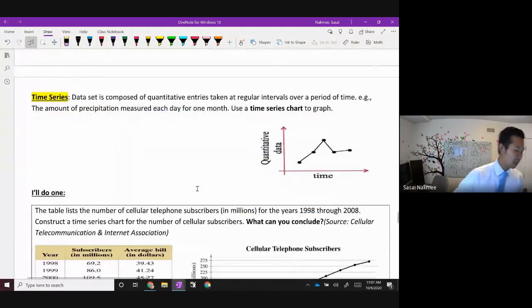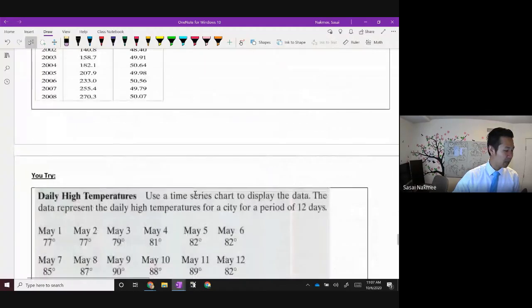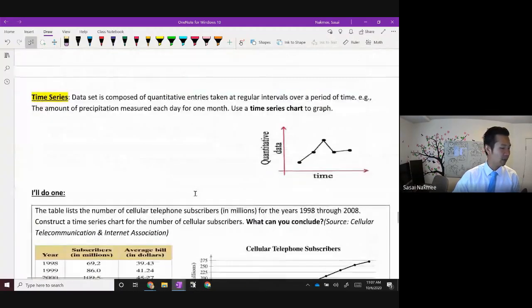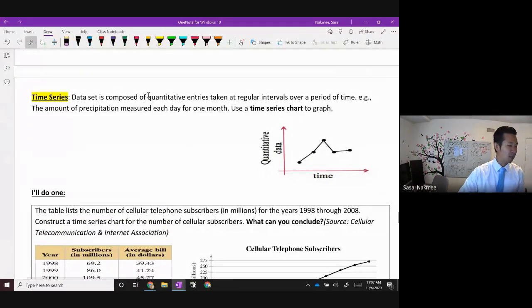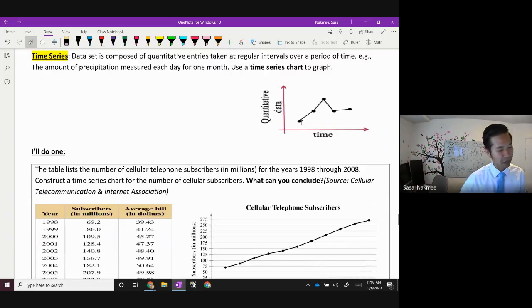Let's move on to the next one, and it's the last one of 2.2, which is a time series. Okay, a time series is just a data set composed of quantitative entries taken at regular intervals over a period of time, right? For example, the amount of rain or precipitation measured each day for 1 month, right? So that could be this right here. So you have like a little bit of rain, a lot of rain on this day, and then it decreased in rain.